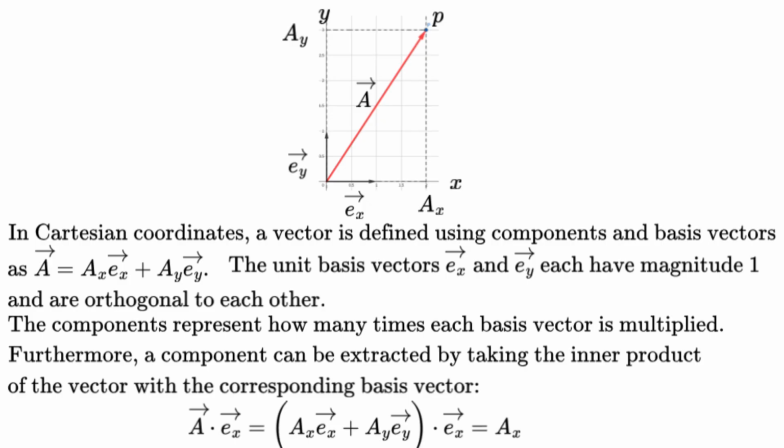In Cartesian coordinates, a vector is defined using components and basis vectors as A equals Ax Ex plus Ay Ey. The unit basis vectors Ex and Ey each have magnitude 1 and are orthogonal to each other. The components represent how many times each basis vector is multiplied. Furthermore, a component can be extracted by taking the inner product of the vector with the corresponding basis vector.